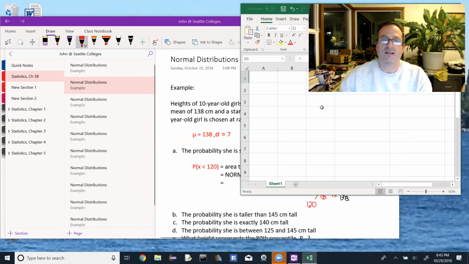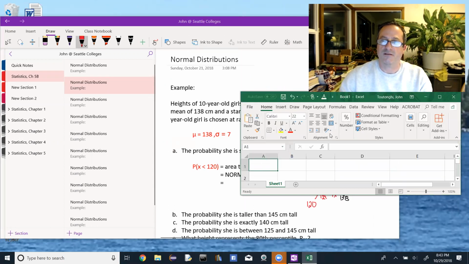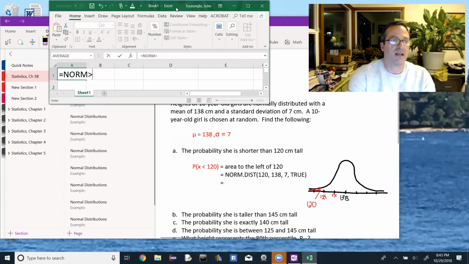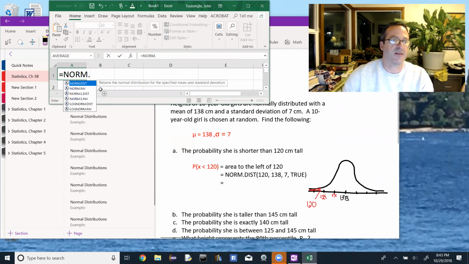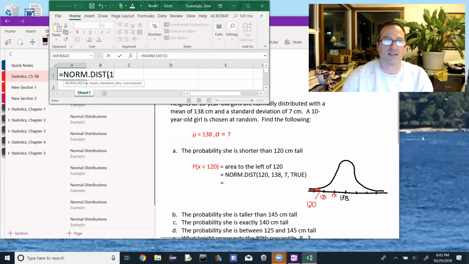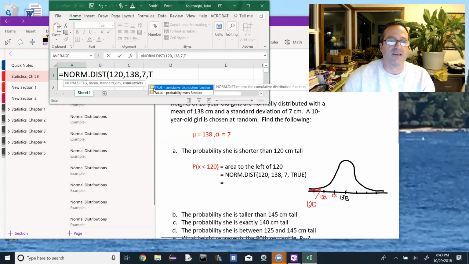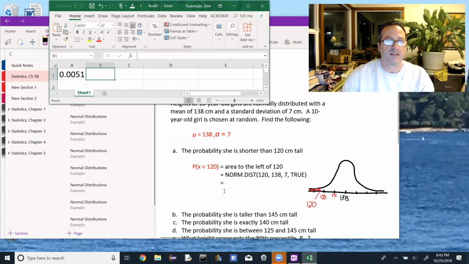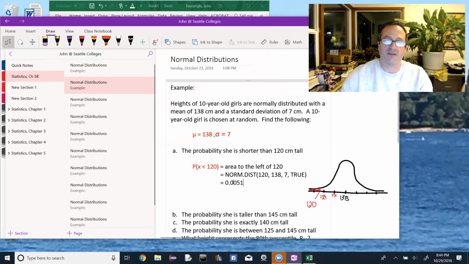I'll jump over to Excel, and I'm going to type in normal distribution. Equals norm dot distribution. I can just type norm and all the normal functions will show up. There it is, double click on it, and then it tells you what you want. It wants the x value, which in this case is 120. It wants the mean, which is 138. It wants the standard deviation, which is 7. And it wants to know the cumulative. This will be the cumulative area from the left. Excel will always give us the areas to the left of the value. Tab out. 0.0051. Generally, we round these probabilities to 4 decimal places, which I've already done here.